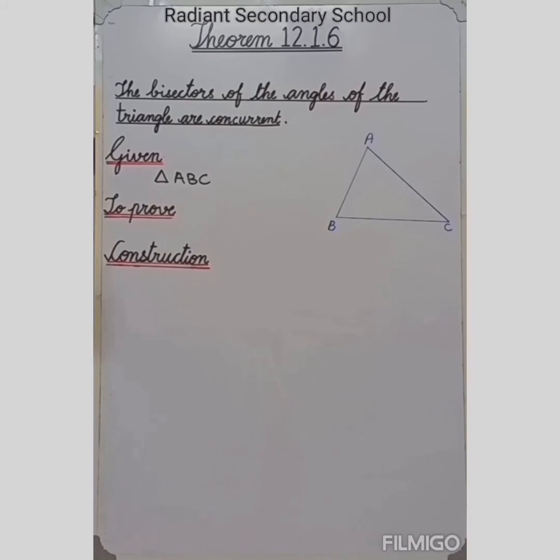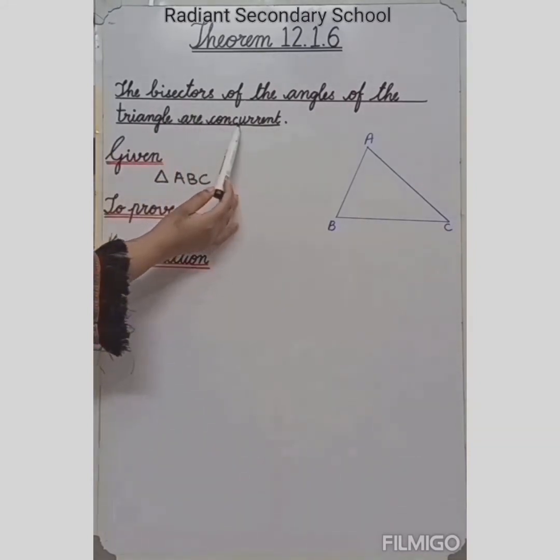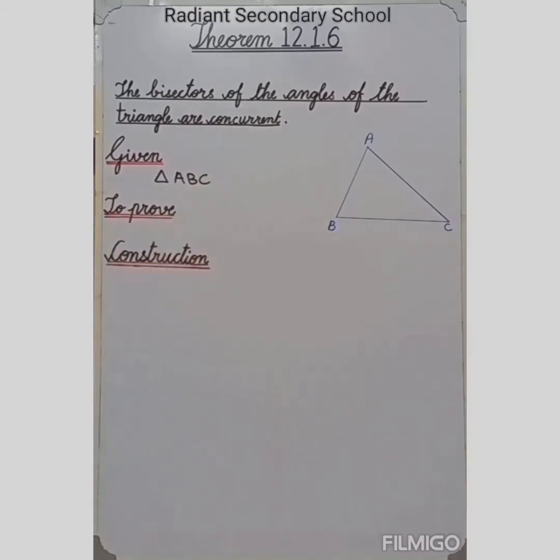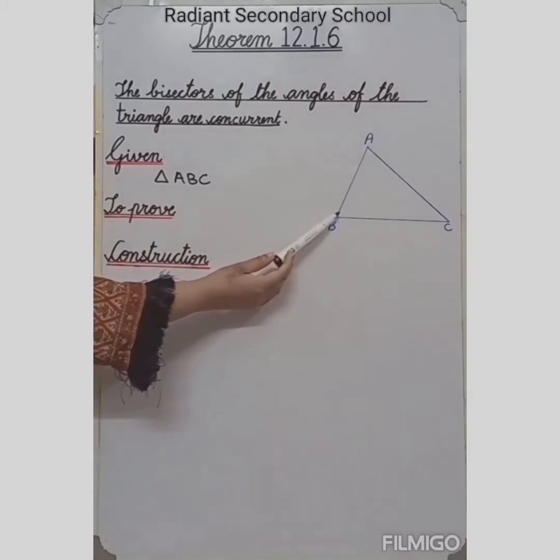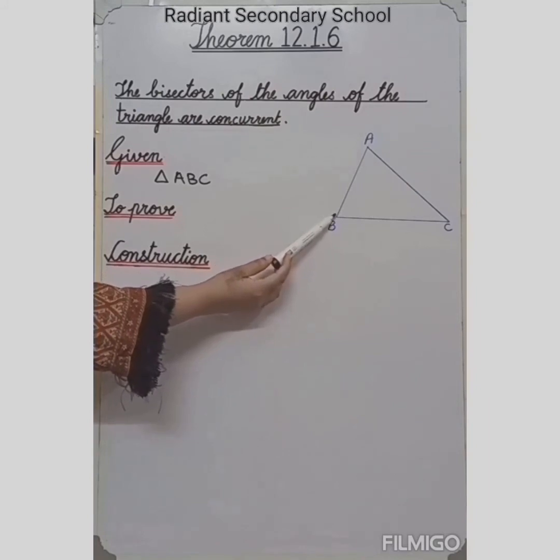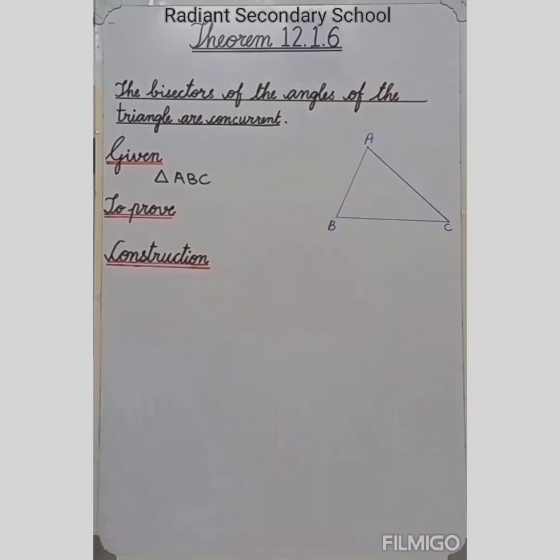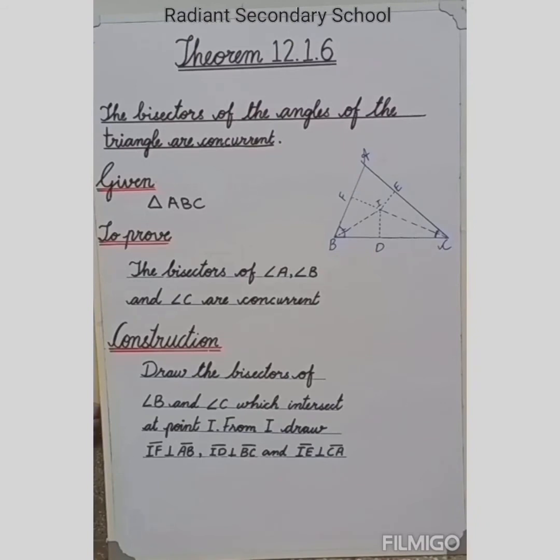Students, two words are there. Bisector means divide into two equal parts and concurrent means passing through one common point. What does it mean? It means that if we draw the bisector of the angles of this triangle, there are three angles. If we draw the bisectors of the angles, they will pass through one common point. Students, what are we going to prove? The bisectors of angle A, angle B and angle C are concurrent.